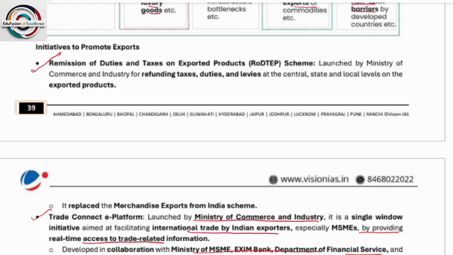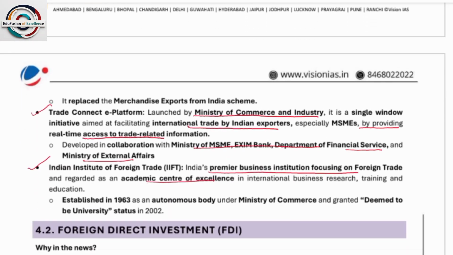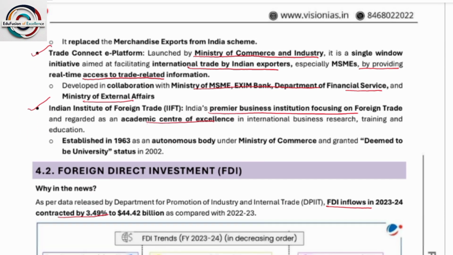Next, initiatives to promote exports. One is RODTEP, remission of duties and taxes on exported products. So what the government has done is that if you export your commodities from India to other countries, then the government will refund the taxes that have been charged on the goods. So this is one kind of benefit. It replaced the Merchandise Exports from India scheme.